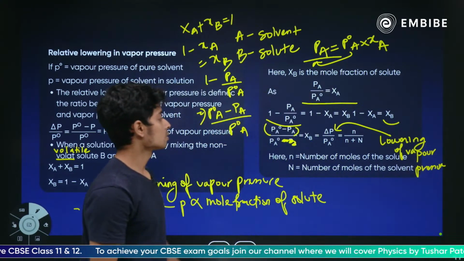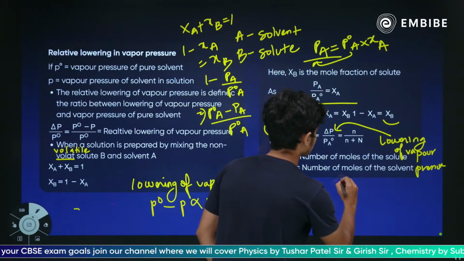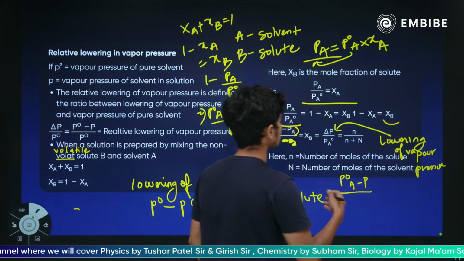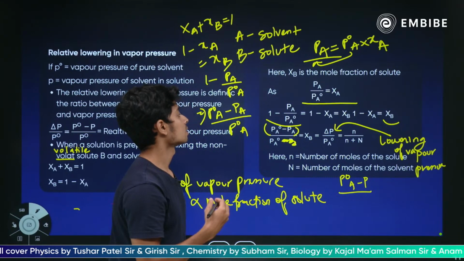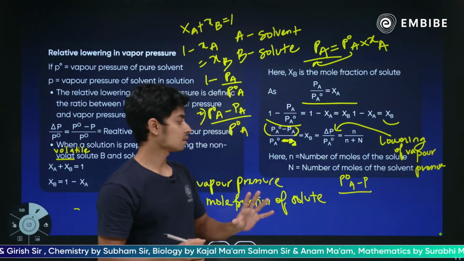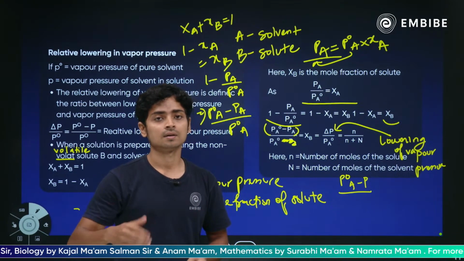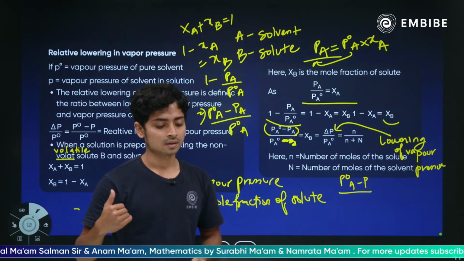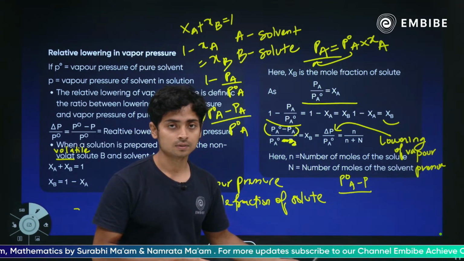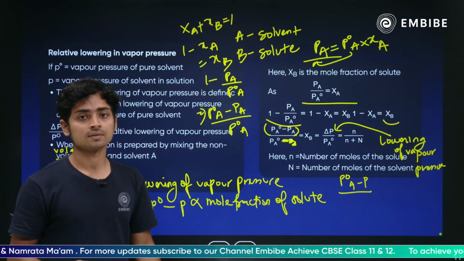Okay, so delta P is your lowering of vapor pressure. So finally you will get P naught A minus P divided by P, where P is the pressure of the solution. We are assuming that the solute particles are not giving any contribution. We are just taking the solvent's vapor pressure as the total vapor pressure of the solution. So Harshit, your doubt is actually cleared here.